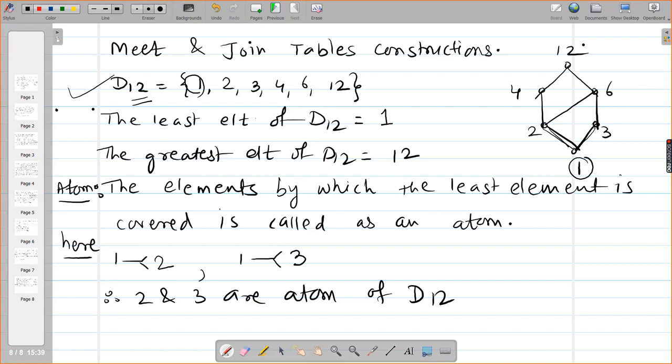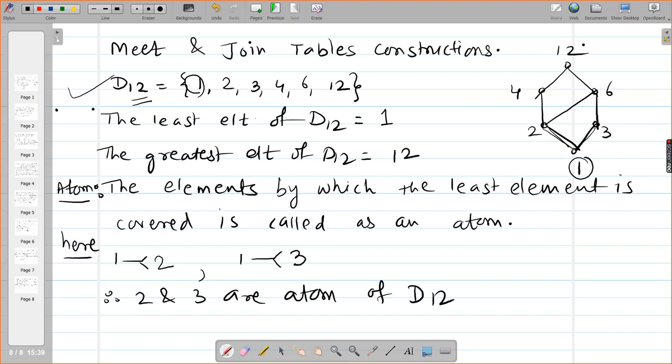If any Hasse diagram is given or without a diagram, if any set is given, you should be able to write the atoms from that. If I ask you, write the atom elements of D45, then you should know what D45 is. You should know the Hasse diagram. Okay? So that is one done.